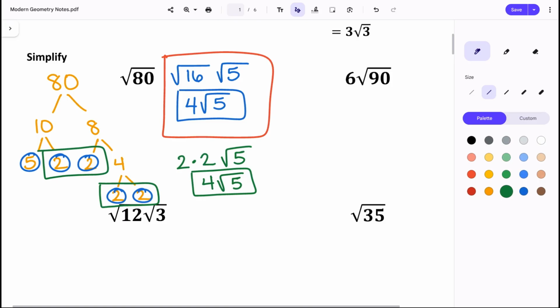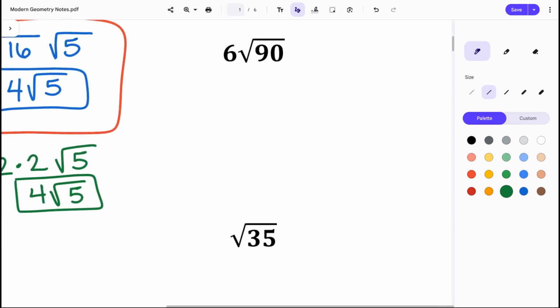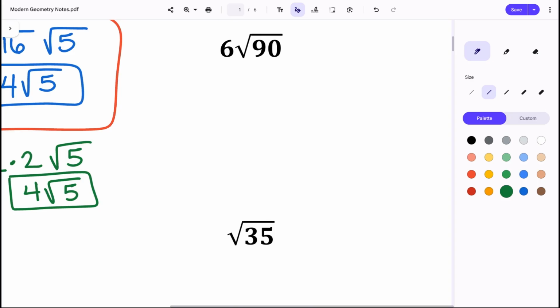Okay, let's do another one here. Let's come over here to this one that says 6 square root of 90. You can factor tree this, or you can think about a perfect square. So I want you to think about that number 90 and then look back at that list of numbers on the top of your page. What's a number that can go into 90?